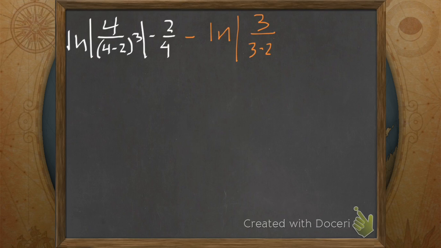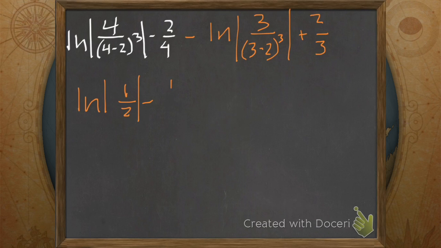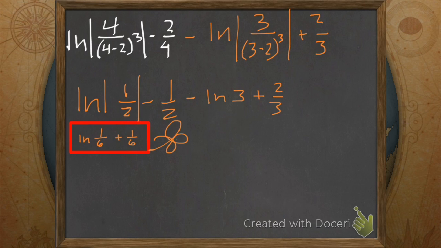Rewriting. I don't know why I'm writing so big. I hope it gets smaller. There we go. That's a half after we simplify. Minus a half minus the natural log of 3 plus that 2/3. Combining the natural logs again, and I get 1/6. And then when I add fractions, I get 1/6. Done.